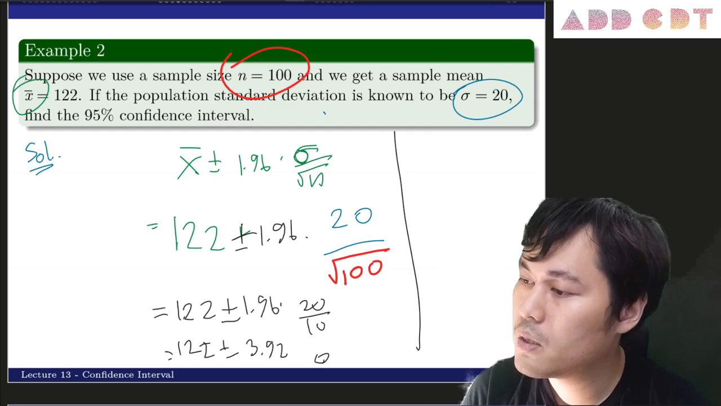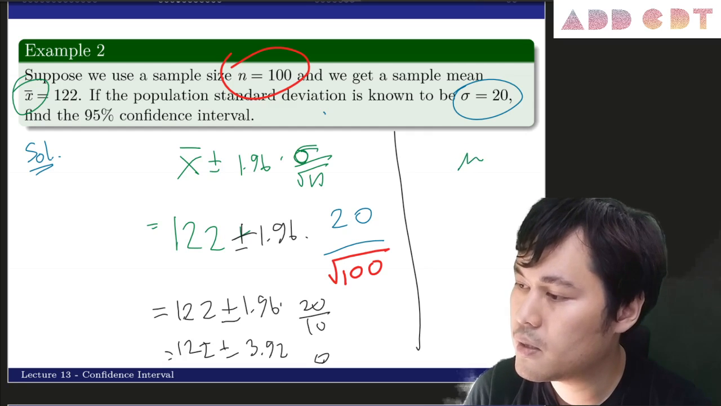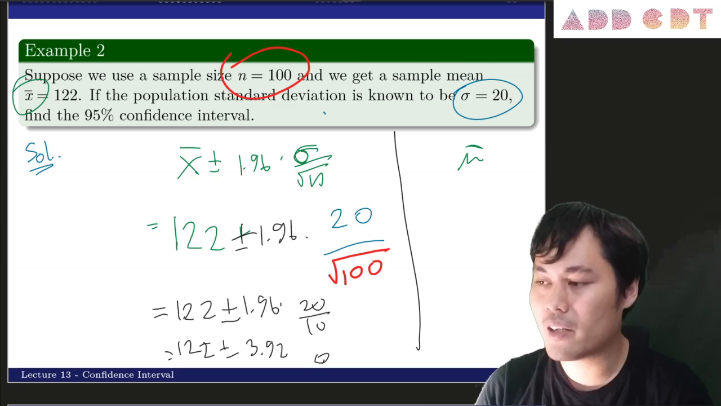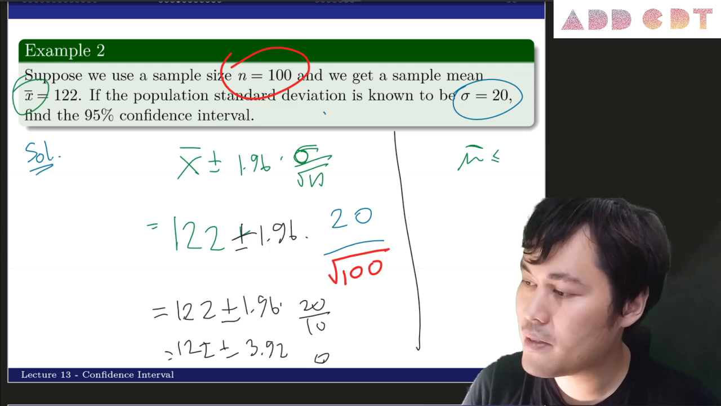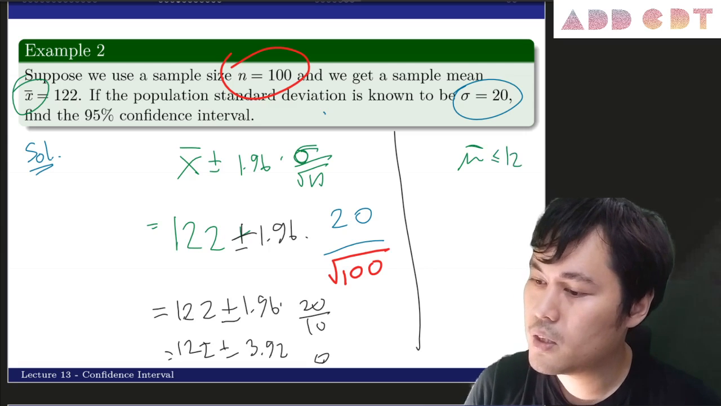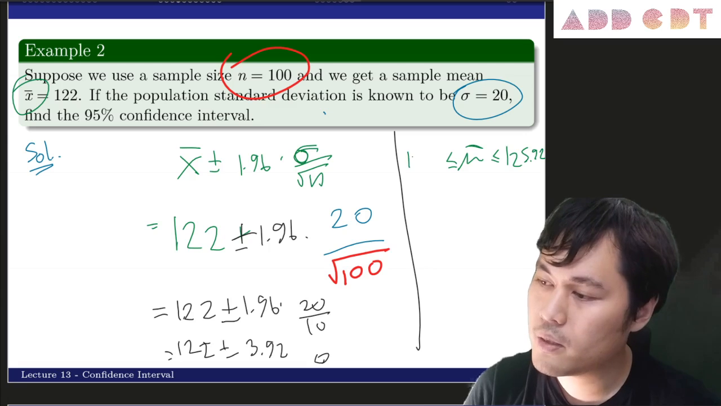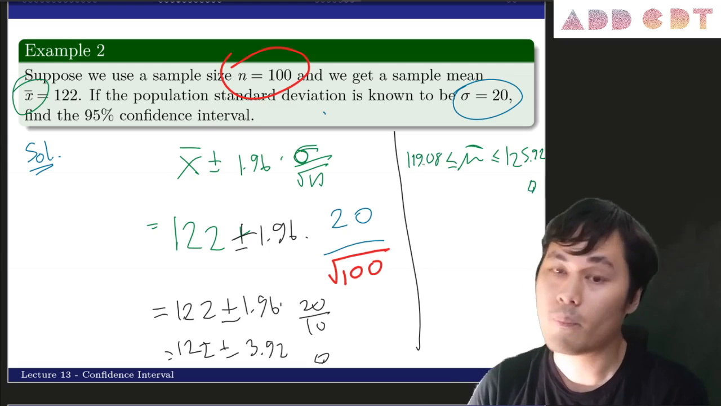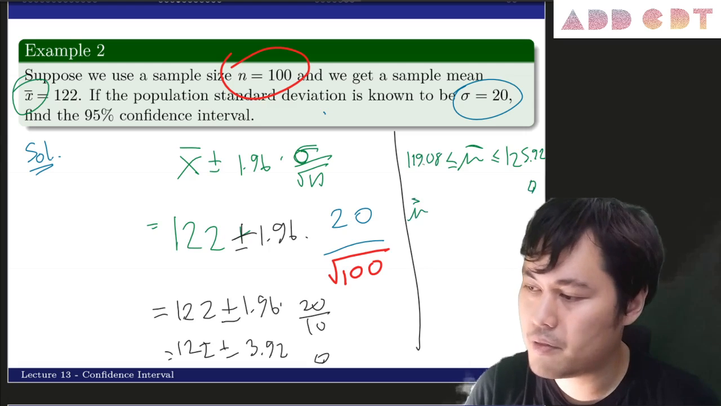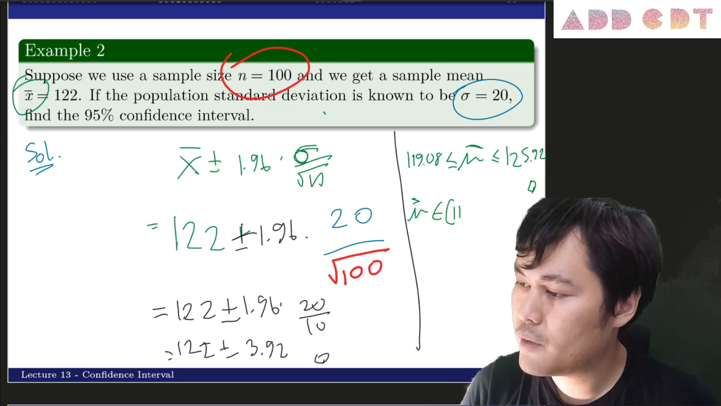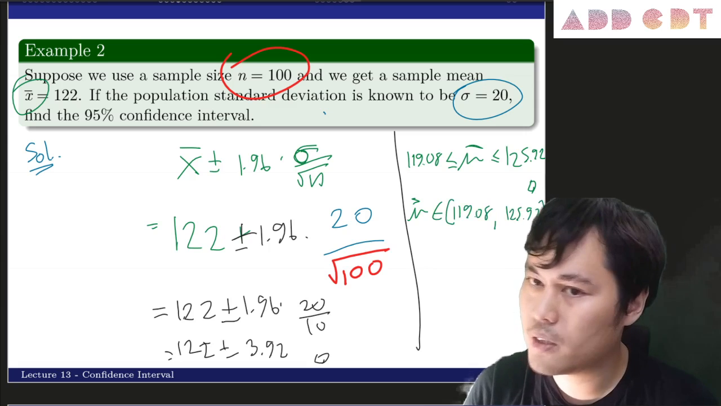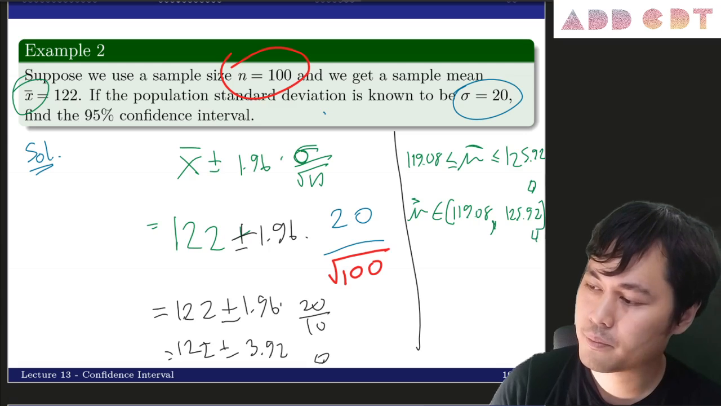We can now see that mu, we are confident, we are not 100% sure, we are confident that the number lies between 125.92 and 119.08. Or if you want to express that as an interval, we have 119.08 to 125.92. Done.